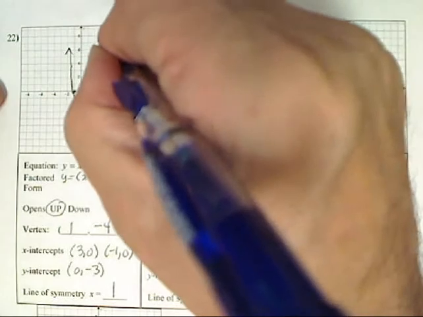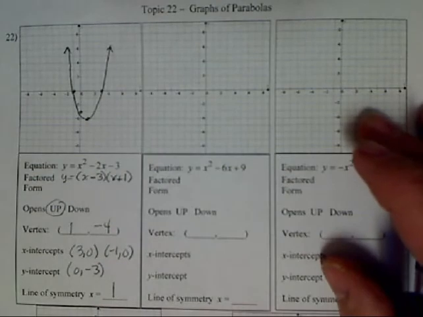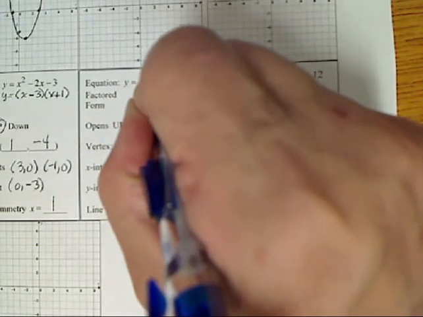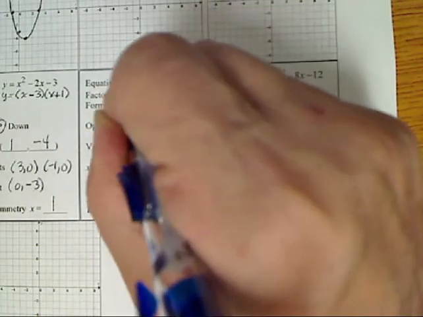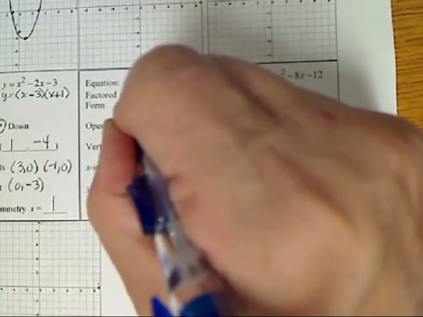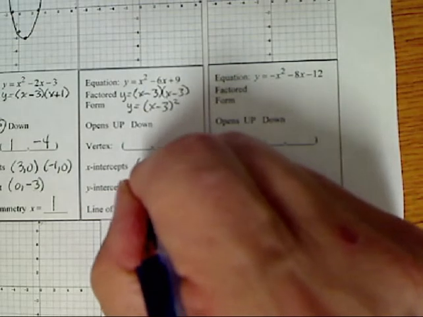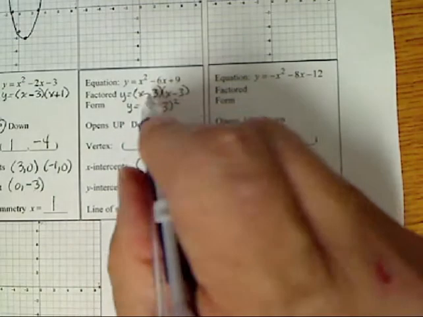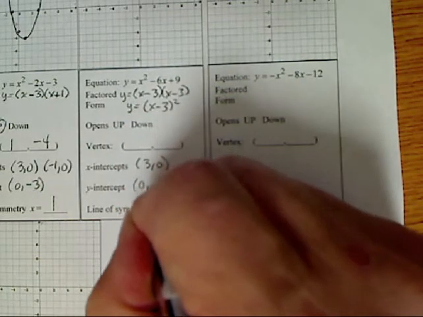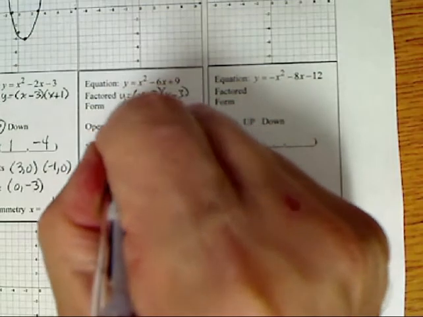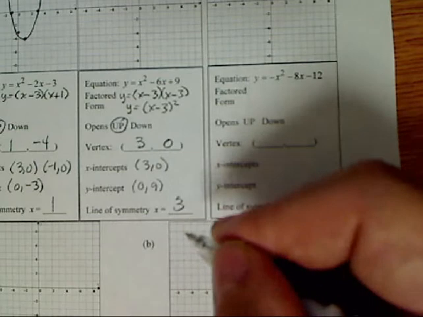Okay, for the next example, we have x squared minus 6x plus 9. So I'm going to factor it. It factors to x minus 3, x minus 3, or I can rewrite this as x minus 3 squared. My x-intercept is only at (3, 0). Y-intercept, if I plug in 0, I get 9. Now, when you only have one x-intercept, that's the same as the vertex. This opens up. My line of symmetry is at 3.